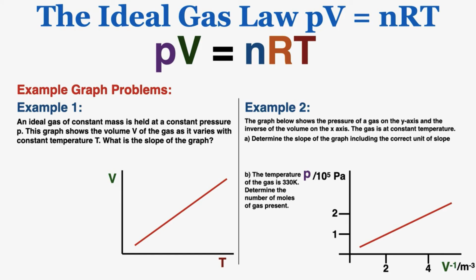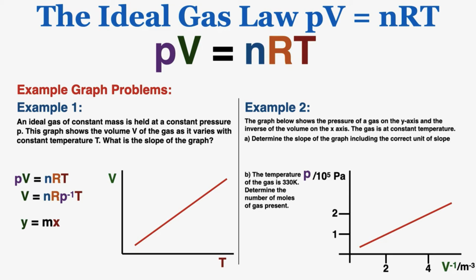This is the last part of the video, where I'll do example problems in graphing, math, and proportional reasoning. These are 2 example graph problems. An ideal gas of constant mass is held at a constant pressure P. This graph shows the volume V of the gas as it varies with temperature T. What is the slope of the graph? Well, I know PV = nRT, so isolating the y and the x, I can see that they fit this form.